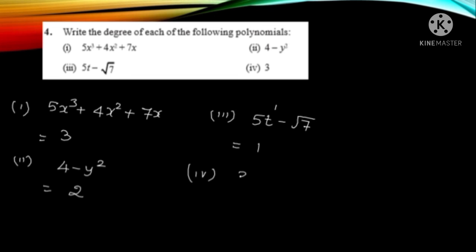Fourth subdivision, 3. So this is a constant polynomial. So what is the highest degree? This is 0. We already discussed that the degree of a constant polynomial is 0. So the answer is 0. Next, fifth question, classify the following as linear, quadratic and cubic polynomials. So we have to say which is linear, which is quadratic and which is cubic. So the first part, x square plus x.